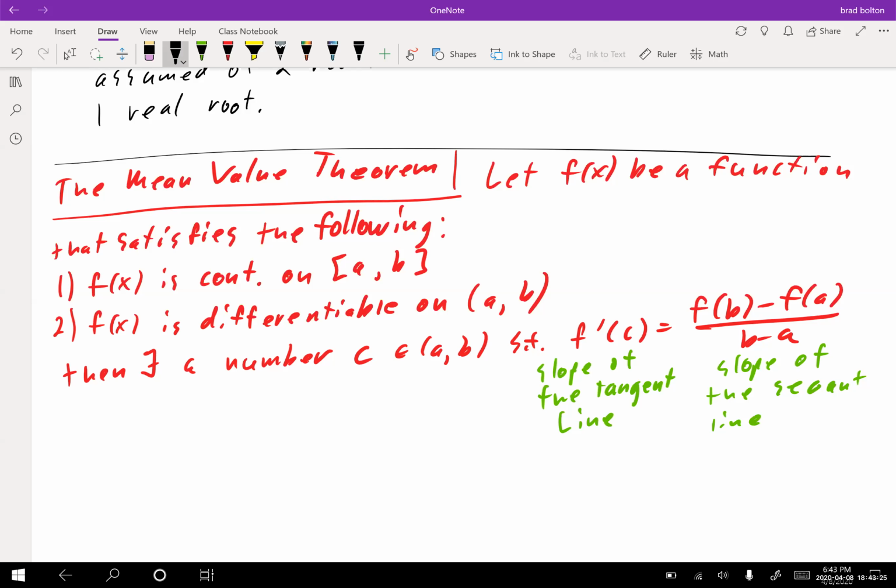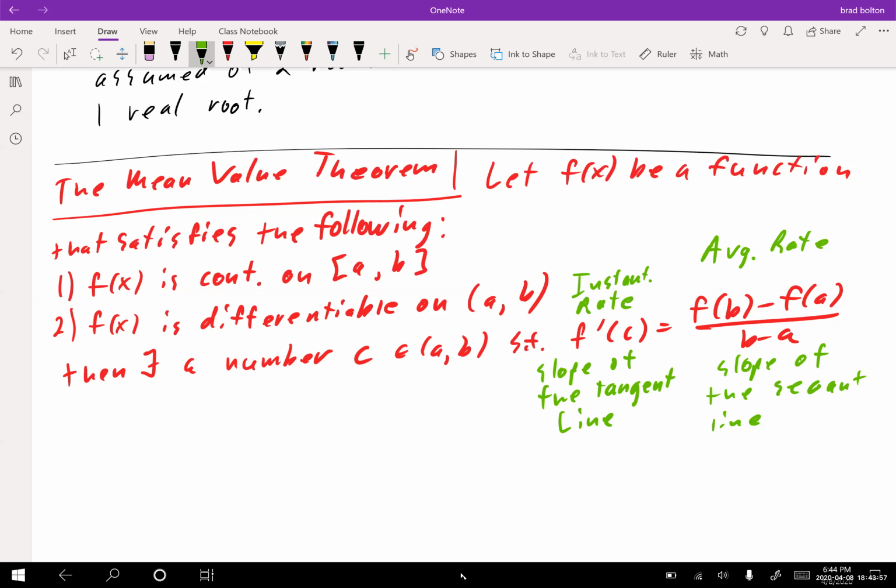Now think about what this is. Let's suppose that you're driving to Los Angeles, to LA. You want to talk about your instantaneous rate of change, which is your derivative. And your secant line is your average rate of change. Remember that. This is your average rate, and this is your instantaneous rate of change. So here's one way to think about it.